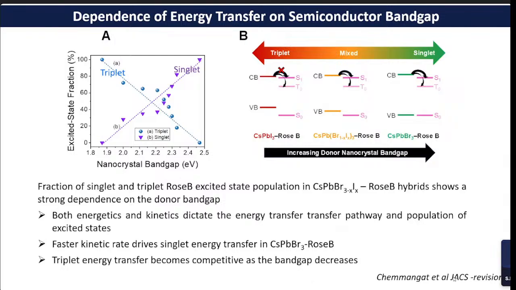So whenever you have iodide, energetically, this is not feasible. Whereas in between, we can see both pathways. And here, both pathways are possible, but the kinetics is so fast here that it sort of outcompetes the triplet. So that's what we have got. So again, both energetics and kinetics dictate the energy transfer pathway.